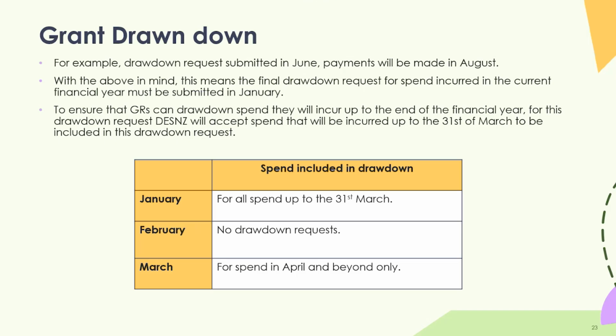To ensure that grant recipients can draw down spend they will incur up to the end of the financial year, for this drawdown, DESNZ will accept spend that will be incurred up to the 31st of March to be included in this drawdown request. So final drawdown for this financial year, January, is what that is saying.